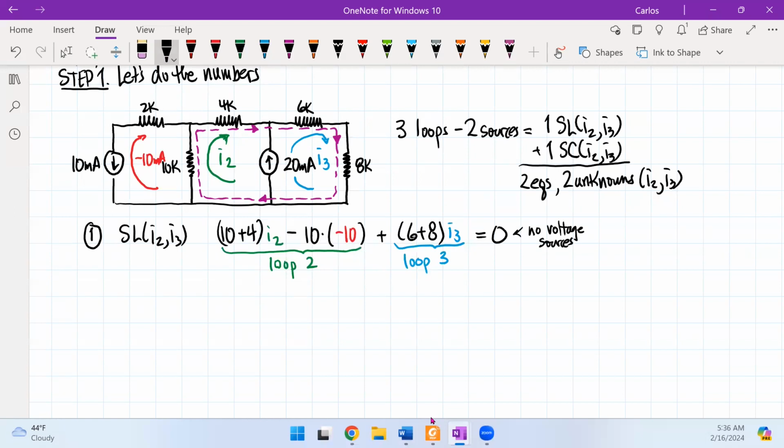So when you look at this, look what I have. The super loop equation is 1 equation and 2 unknowns.